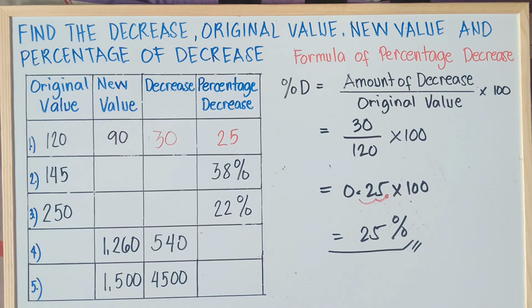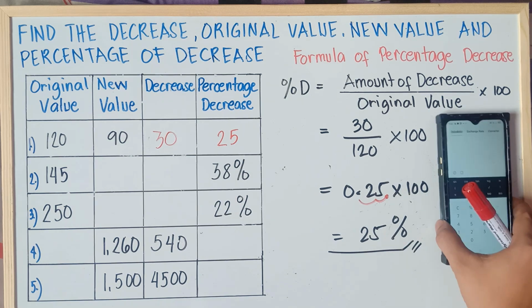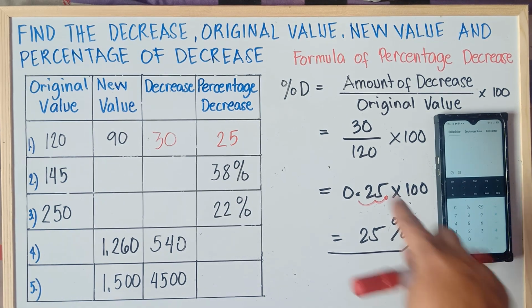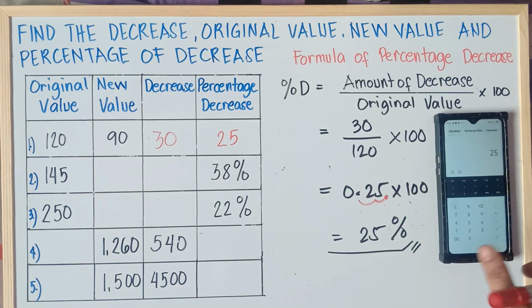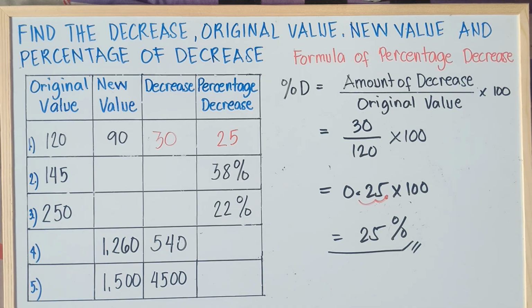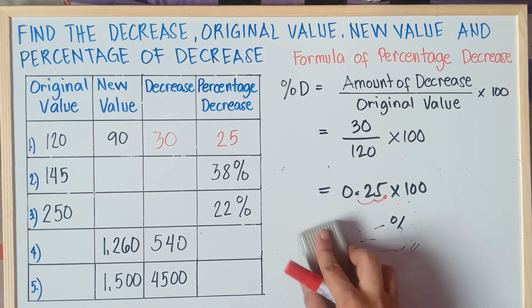Easy for number 1, class, since you have the new value and the original value. If you want to use your calculator, simply divide this 30 by 120. Of course, that's 0.25. You multiply it by 100, that would be 25. 25%. Alright, let's have example number 2.